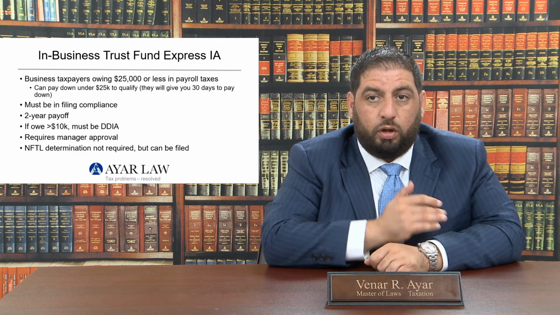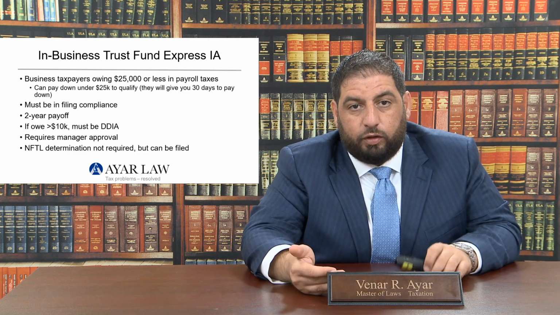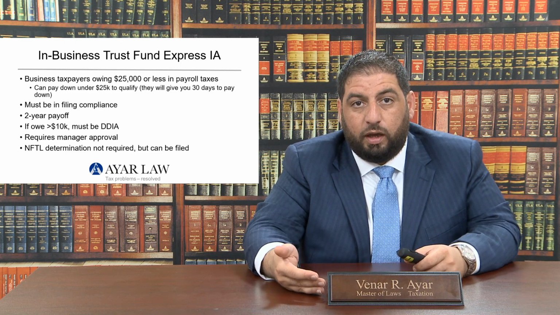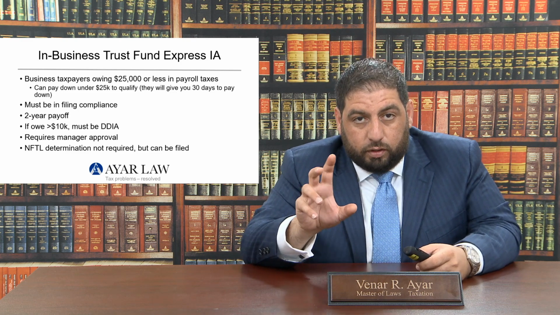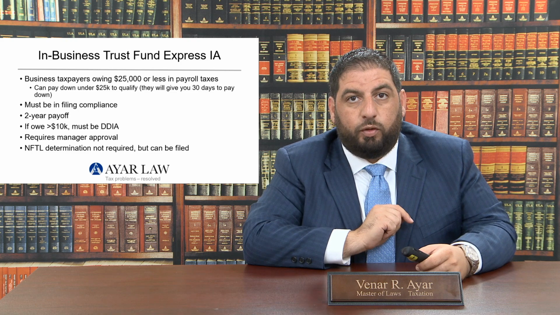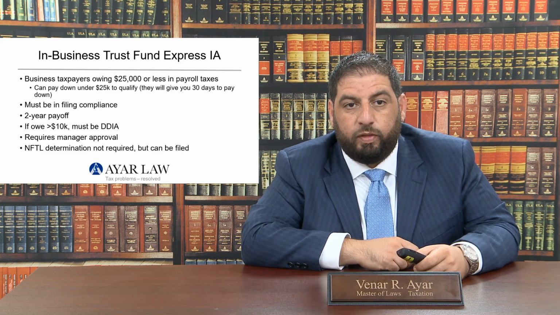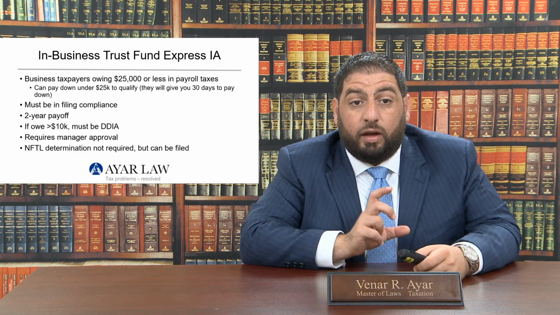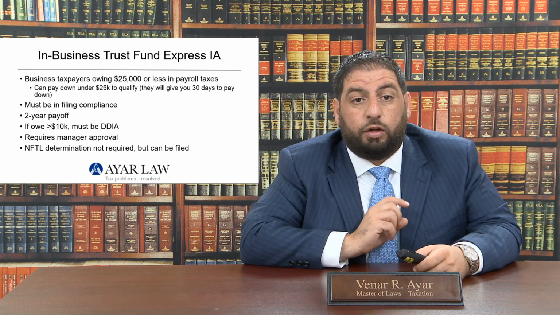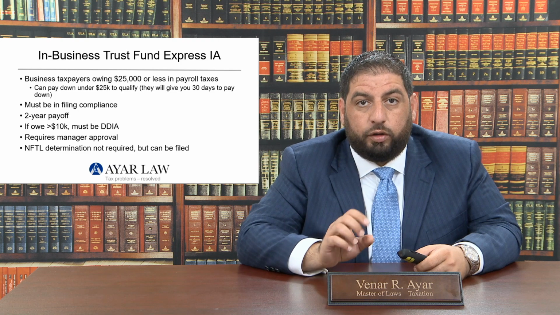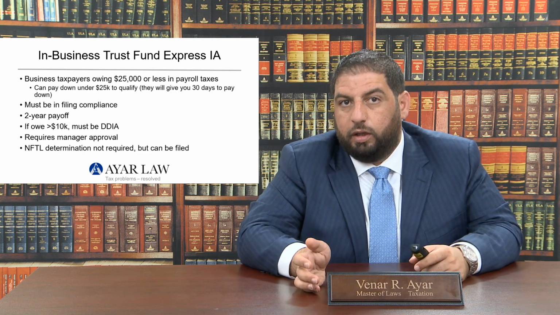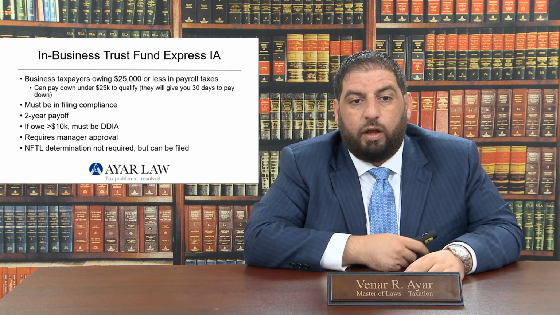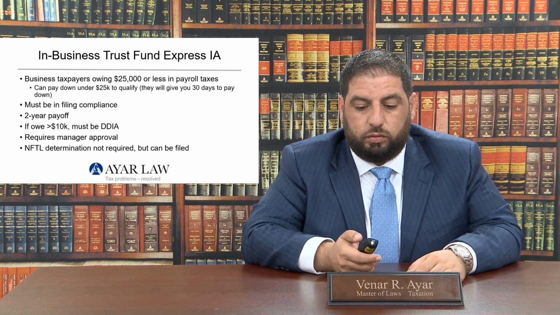Just like before with individuals and the $25,000 cutoff, if you owe more than $10,000 and it's payroll taxes, they have to pull the payment right out of your account every month. They're not waiting for you to mail a check. Managers have to approve these, and a notice of federal tax lien determination is not required. They don't have to even think about filing a lien, but they can file a lien if they want to.